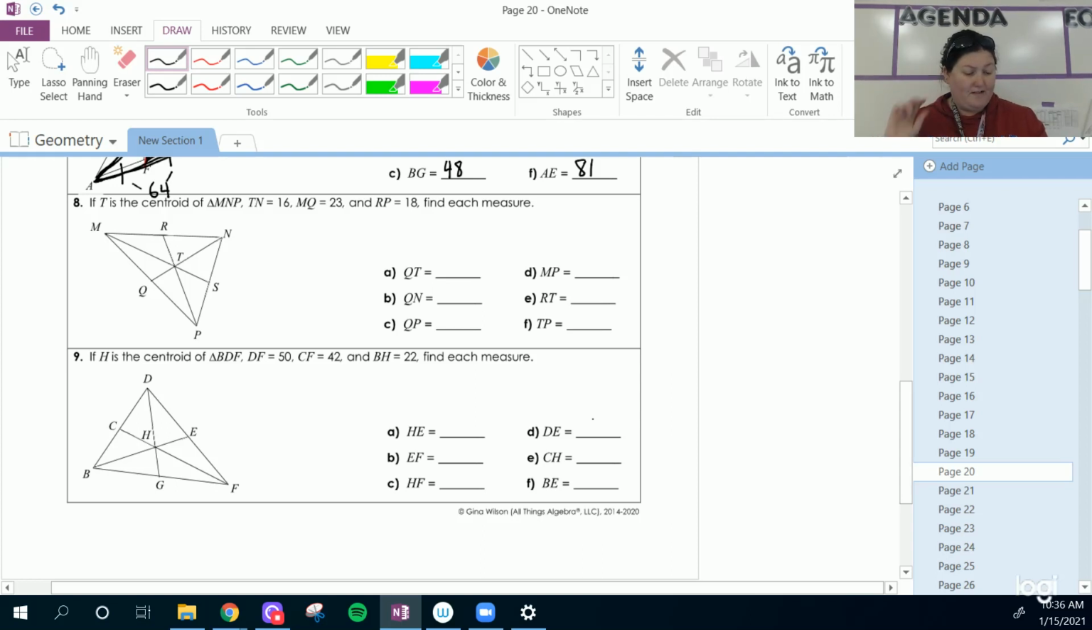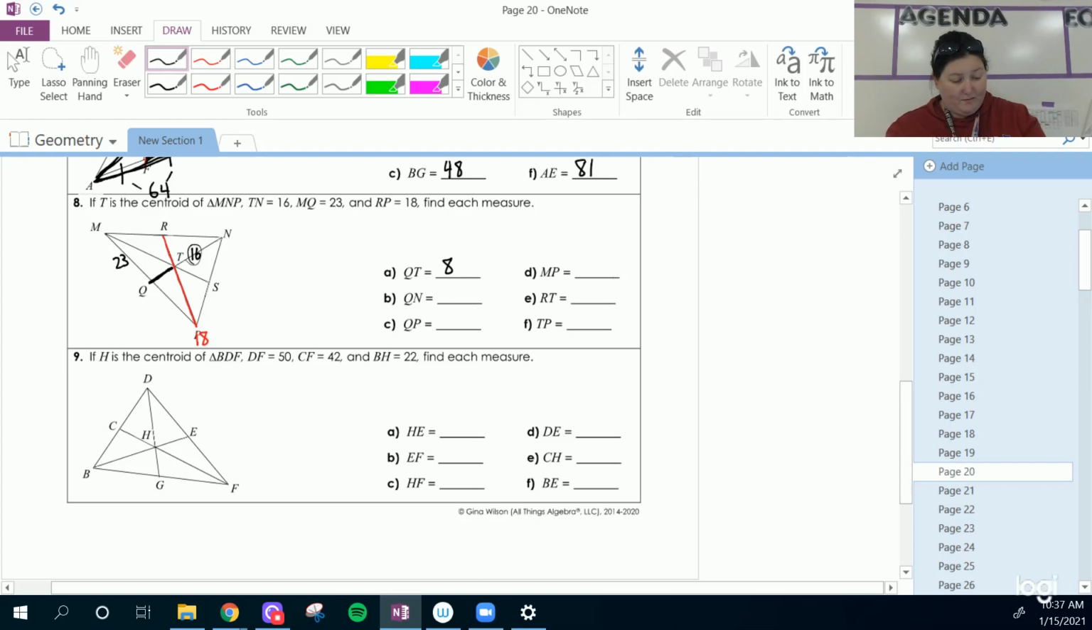Next one says if T is the centroid of triangle MNP and TN is 16, MQ is 23, RP is 18, so that's this whole piece here is 18. Find each measure. So first thing we're looking for is QT. QT is the small piece. So we take half of the big piece. The big piece is 16, so QT is 8.